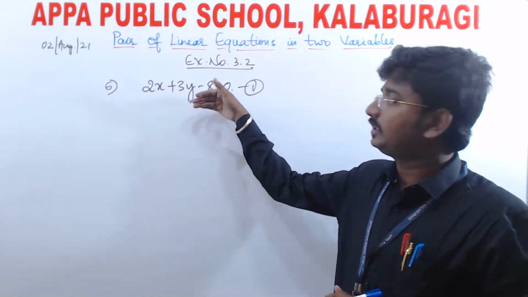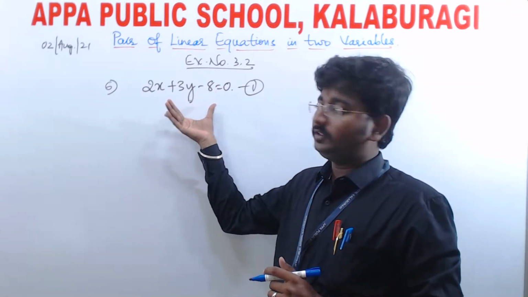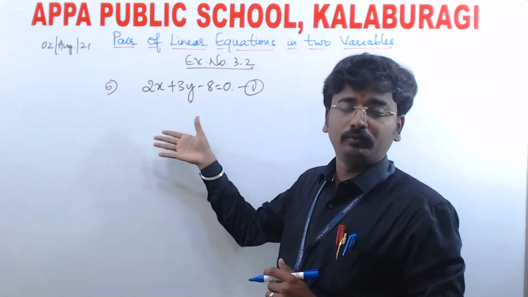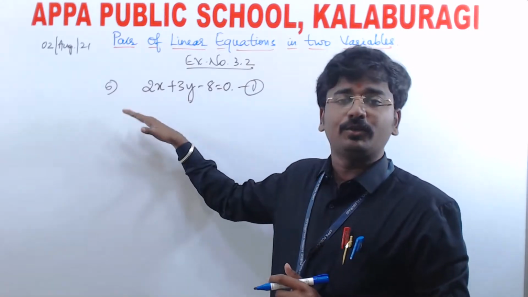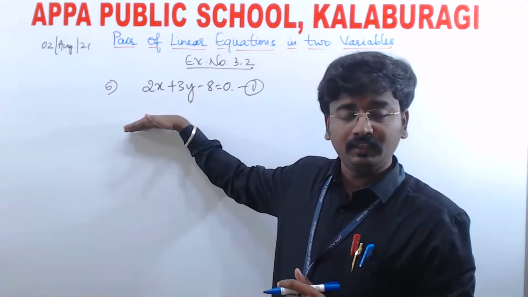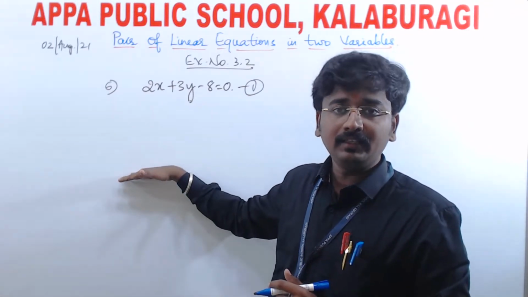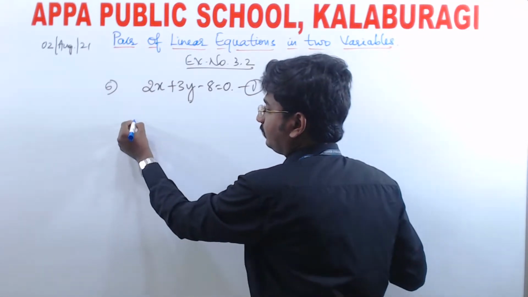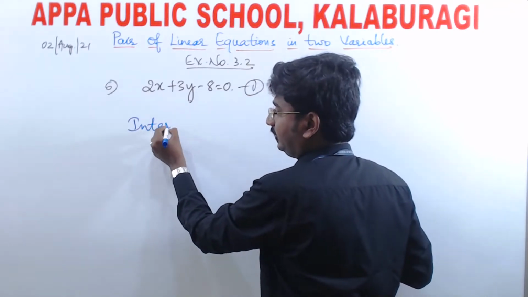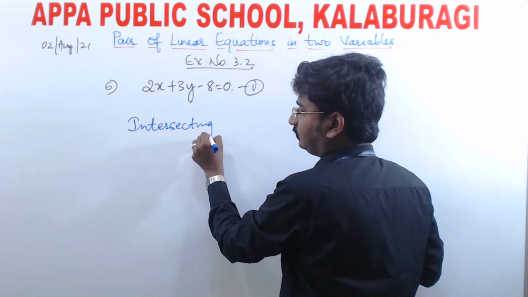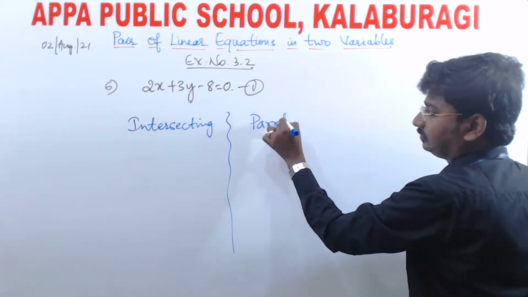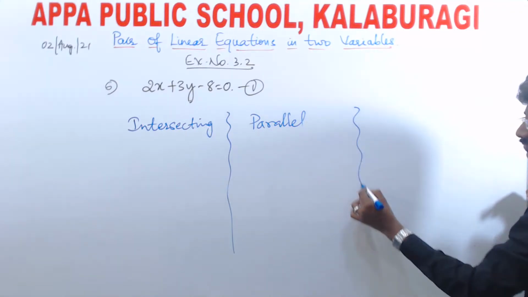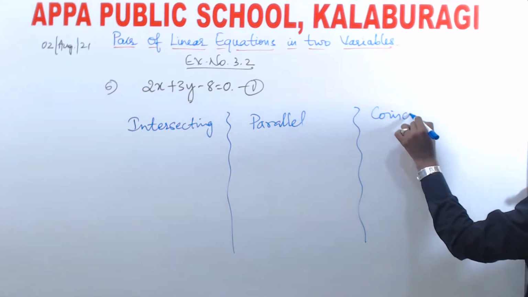This is the equation. With respect to this equation, I have to form another linear equation where it should satisfy the condition for intersecting, parallel, as well as coincident. So first let me write those headings: intersecting, parallel, coincident.